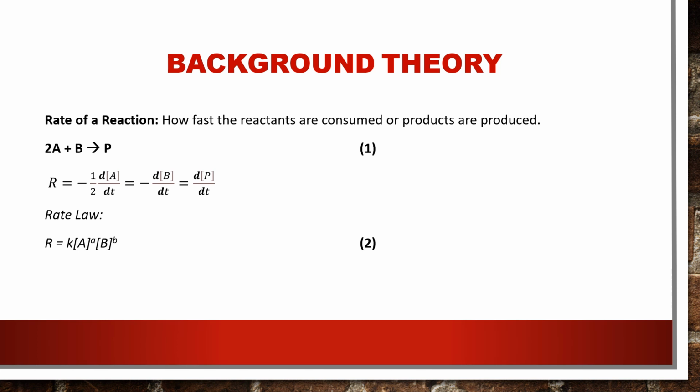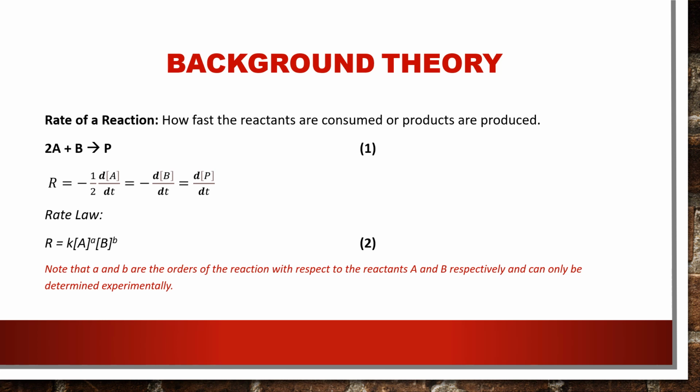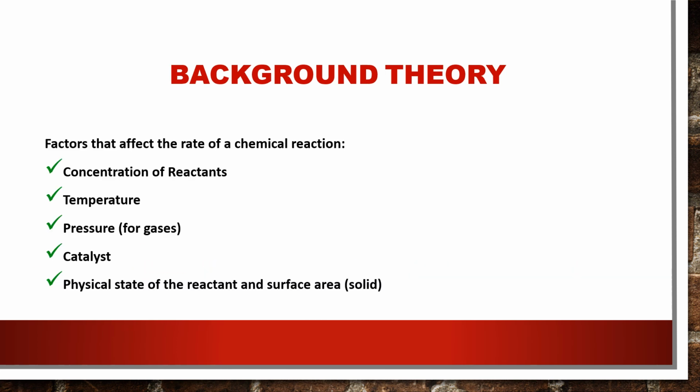Some points to be noted: the rate law is expressed in terms of reactants, not products. And also, the order with respect to each reactant is not equivalent to the molar amount of that reactant. This can only be determined by doing experiments such as this lab. For this experiment, you will be evaluating how the concentration, changes in the temperature, and the presence of a catalyst affect the rate of the chemical reaction.